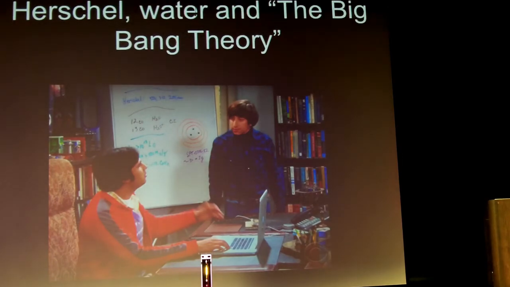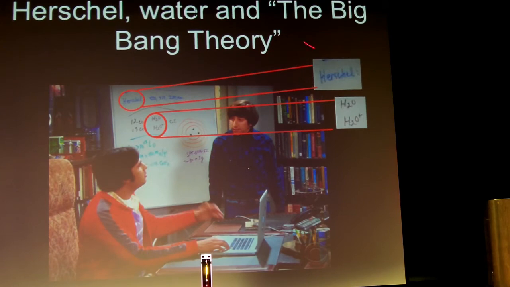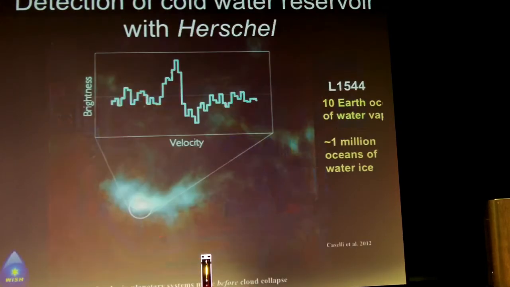You can tell that it was a very, very important mission because it made it to the whiteboard of The Big Bang Theory. Herschel and water were both mentioned there, so it must be important, right? And we looked for water in several different places. So the first place that we looked for it was in the cold clouds that hadn't yet formed stars. And to date, this is the single detection of water in one of those regions. So the dust grain chemistry seems to be working here.